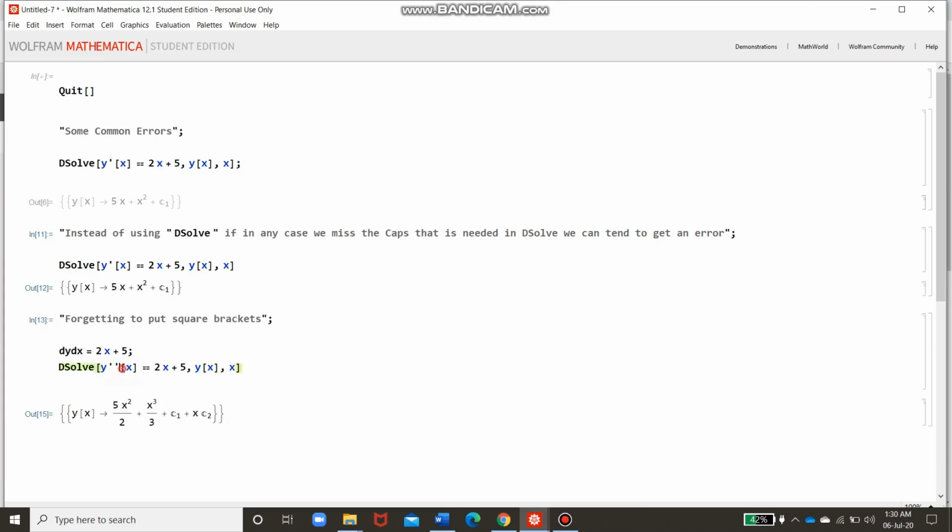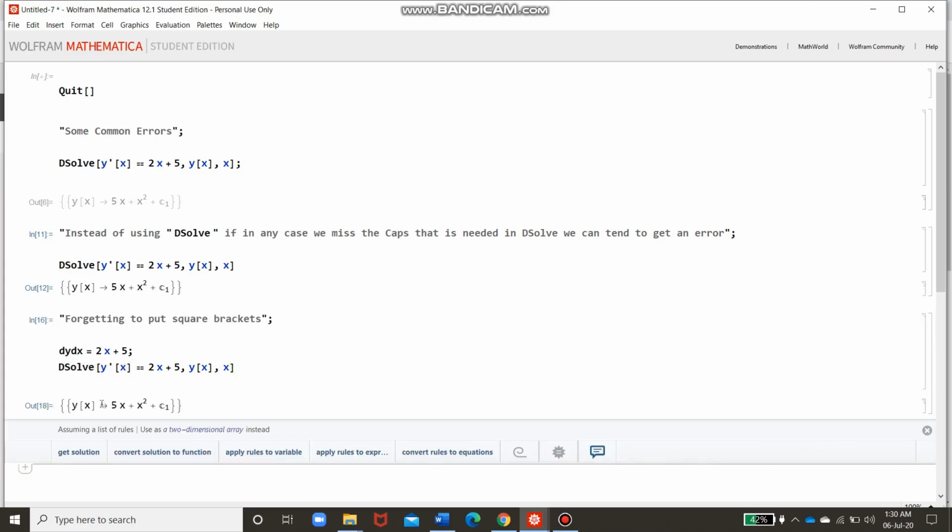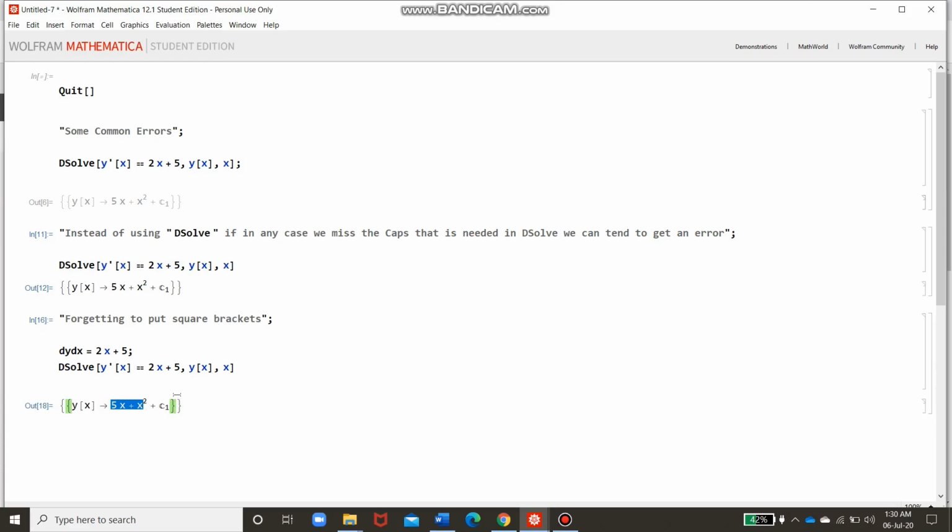So if I put this y single dash, I would be getting a different answer. So make sure you put the correct one: if it is dy by dx, it should be only one dash. If it is d square y by dx square, make sure it is a double dash over here. So that is one common error.